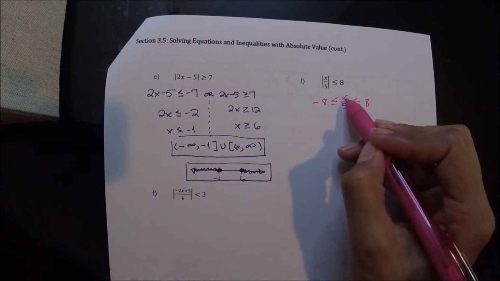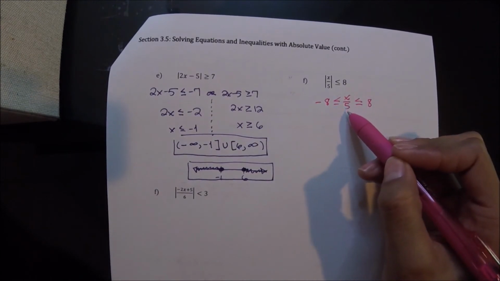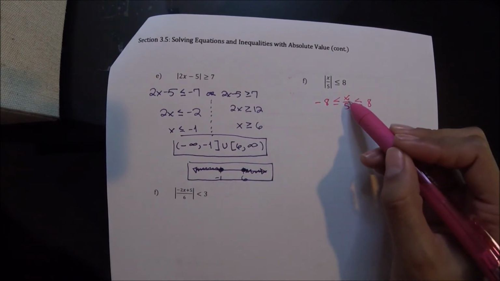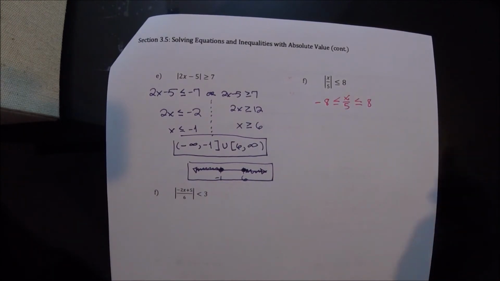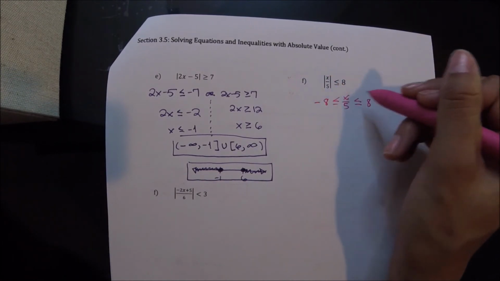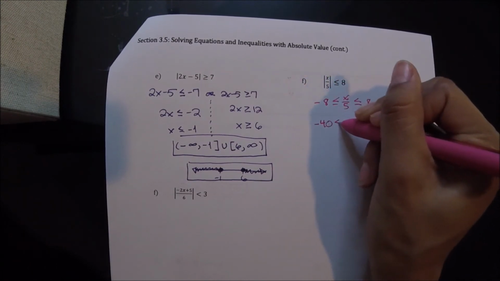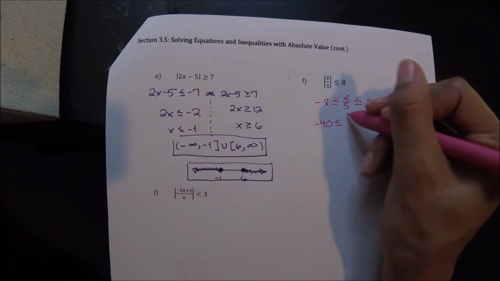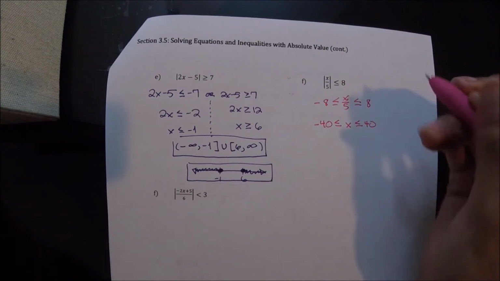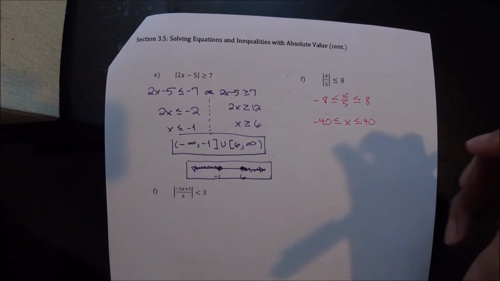We want to get this x by itself, so what's preventing that from happening right now? The x is divided by 5. So how do we undo divided by 5? We need to multiply both sides by 5, or I guess all three parts by 5. If we multiply negative 8 by 5, we get negative 40, less than or equal to. If we multiply this inside part by 5, they cancel, we get x, less than or equal to 8 times 5 is 40. And now this x is by itself, so now we can put this in interval notation.